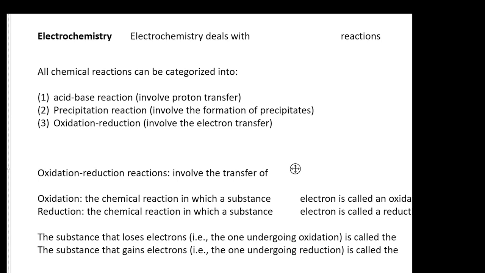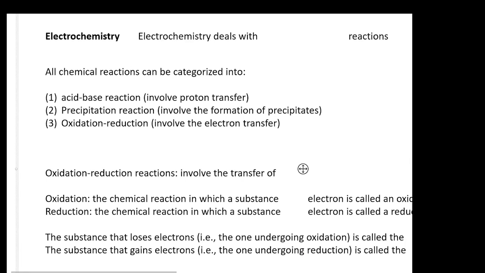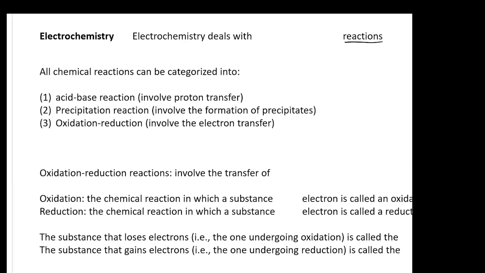So electrochemistry is going to deal with two types of reactions. One is called the oxidation, the other one called the reduction. And then these two reactions will happen together because if something got oxidized, that means actually its interacting partner got reduced. So the oxidation reduction reaction happens simultaneously.